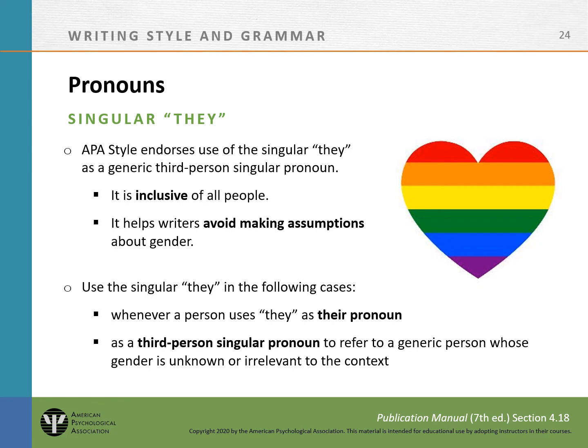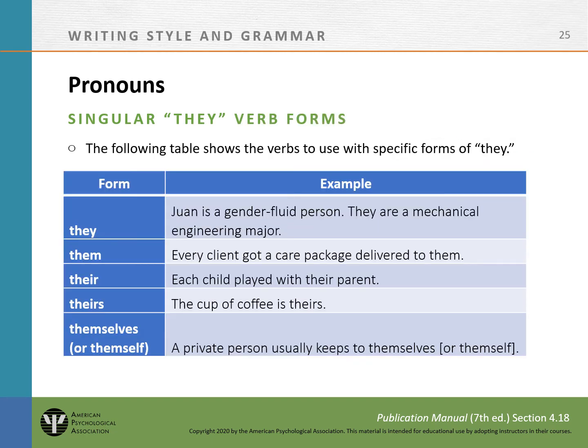Although use of the singular they was once discouraged in scholarly writing, many advocacy groups and publishers have accepted and endorsed it. You can now use they, them, their, theirs, or themselves.